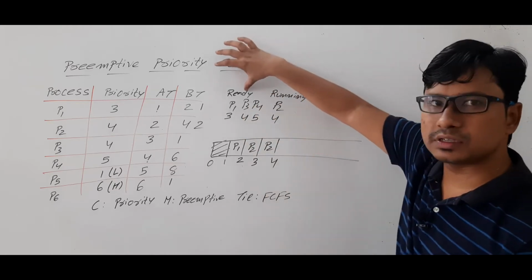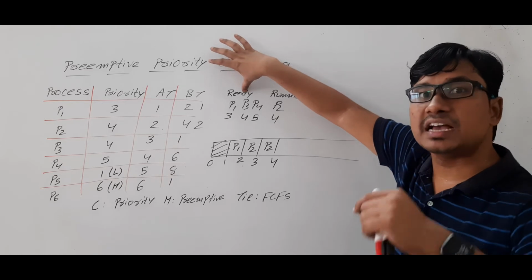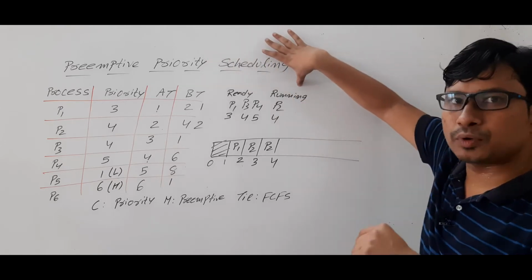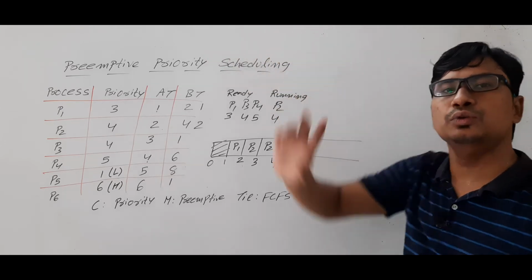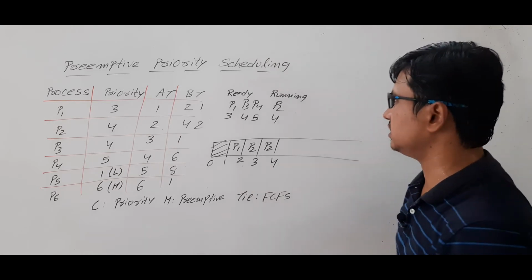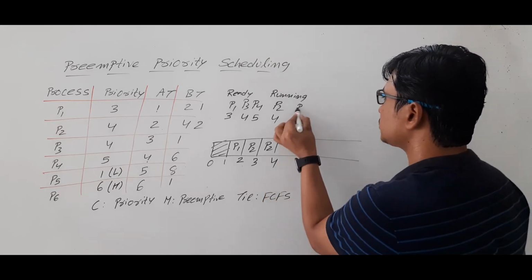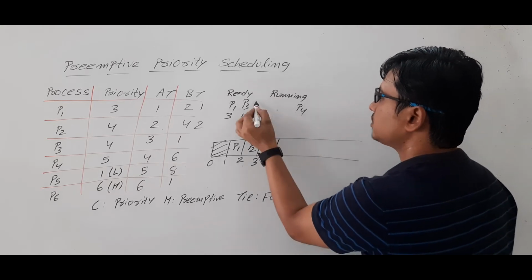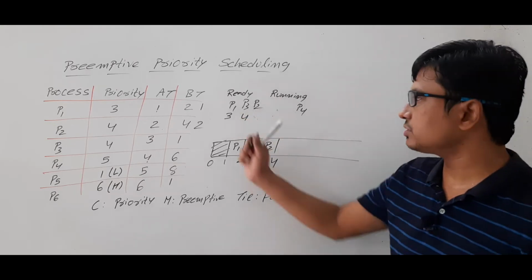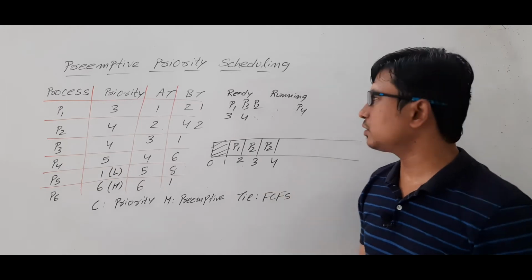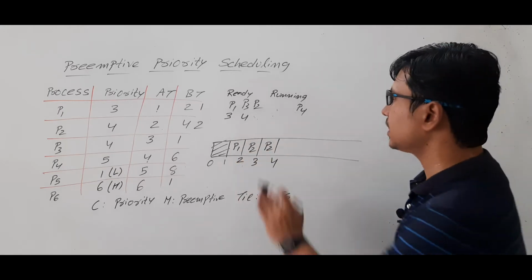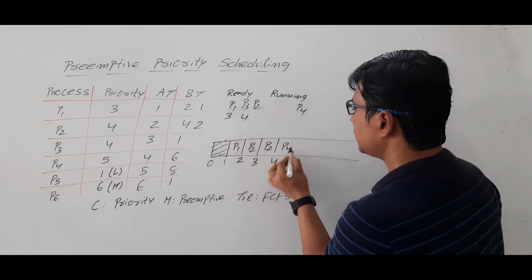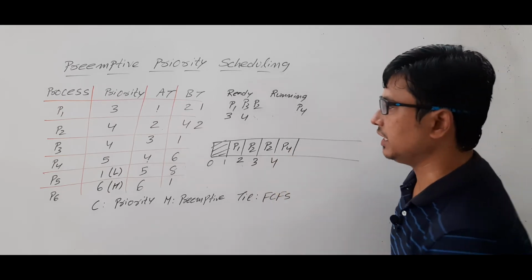So there is a process in the ready state which has higher priority as compared to the process which is currently running. So you have to do the context switching. If you do the context switching, process P4 will come to the running state, and process P2 will be given back to the ready state. Is it clear?